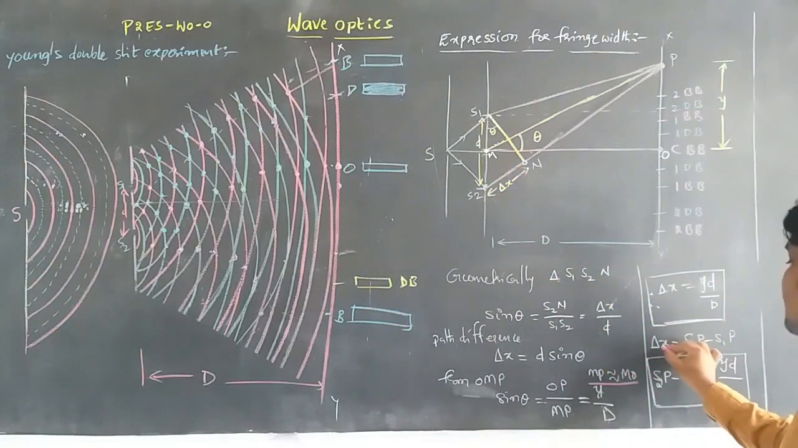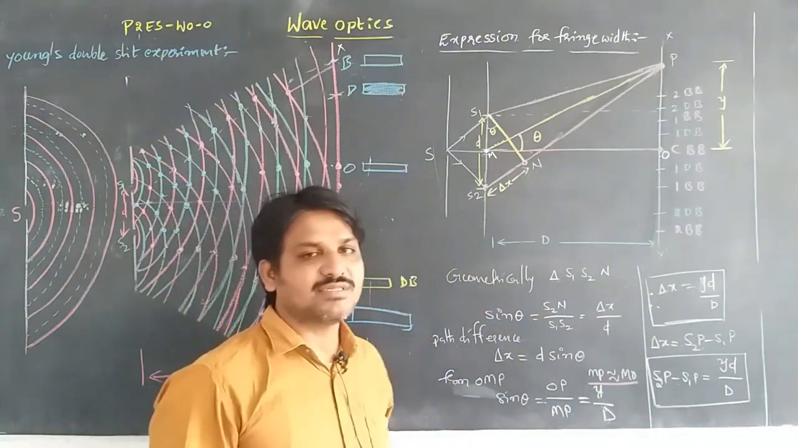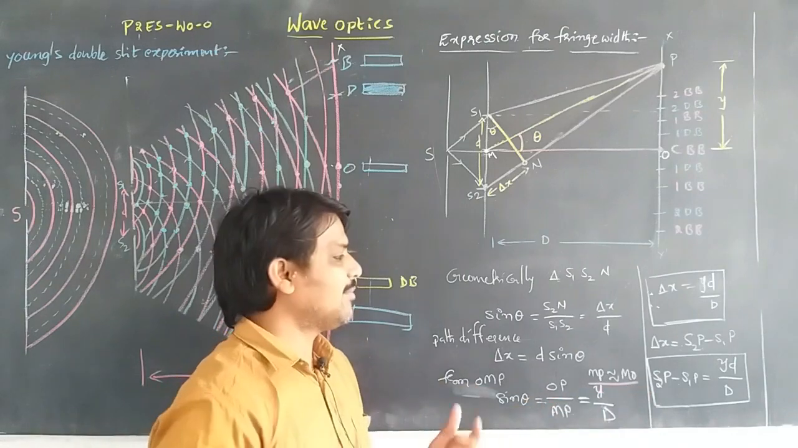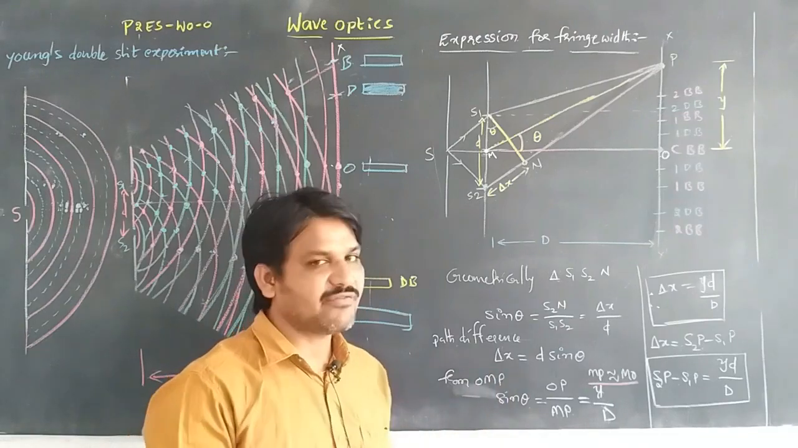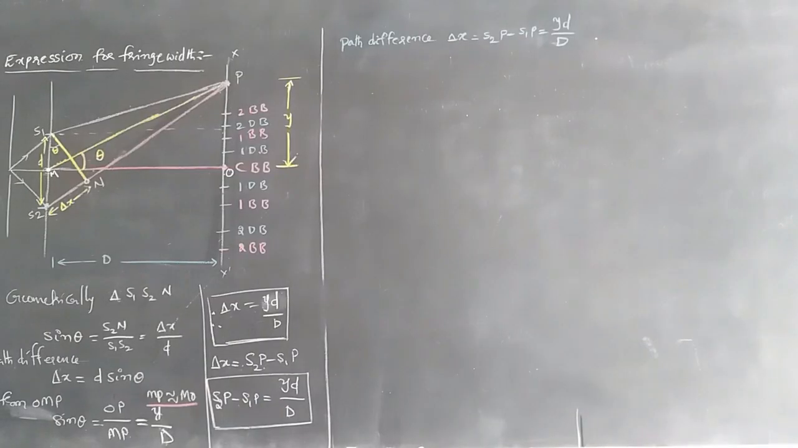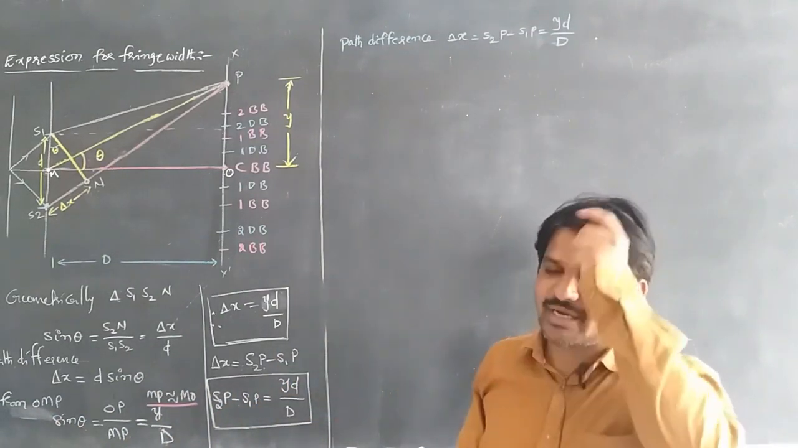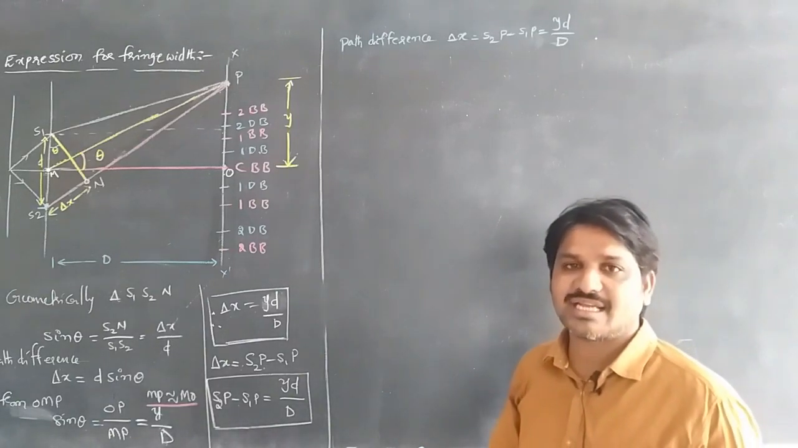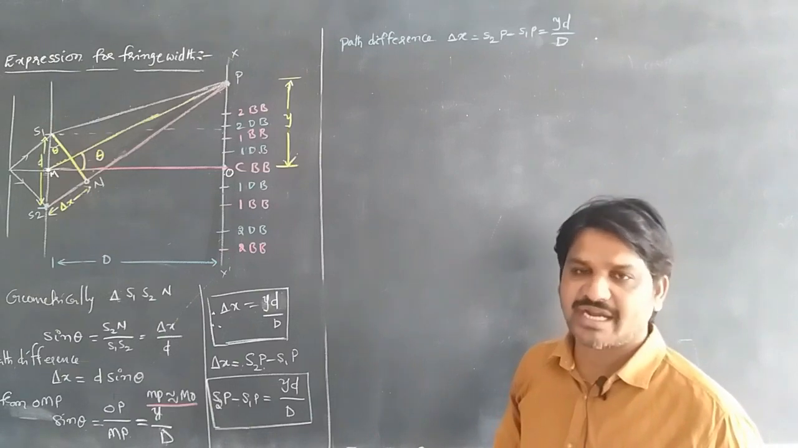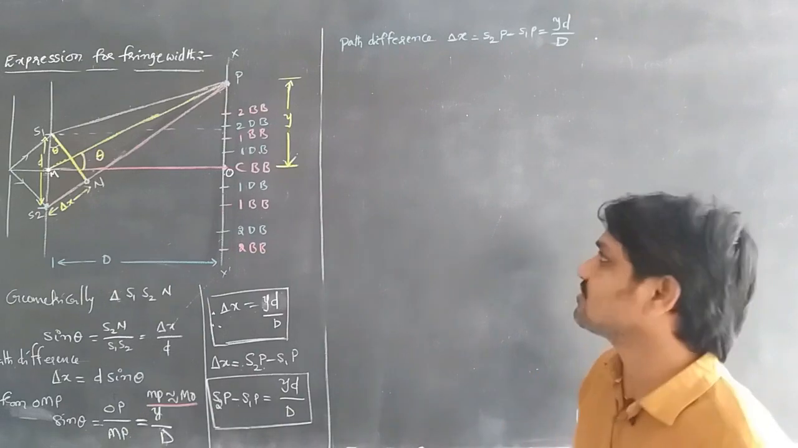So that's why the path difference delta x is equal to S2p minus S1p, which is equal to yd by small d. By taking these values, we can observe the path difference, the dark band and the bright band. So the path difference delta x is equal to S2p minus S1p is equal to yd by d. By using this formula we can find out the distance of dark or bright fringes, or dark bands or bright bands, from the center of the screen.